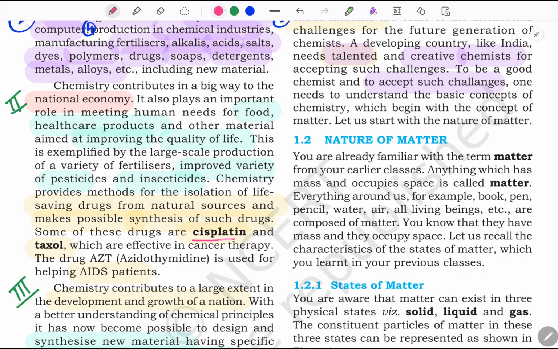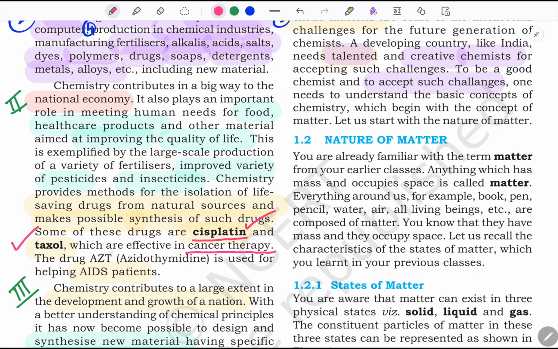Now here, children, the most important thing I would like to draw your attention to is that the drugs which are mentioned over here, the number one, cisplatin. This drug is important for your board examination also. Like, for MCQs, this can be asked. So drugs like cisplatin, you have to learn. Taxol is also a very important drug. Where are they used? They are used in the treatment of cancer, that is called cancer therapy. So the meaning of therapy is treatment, cancer treatment.